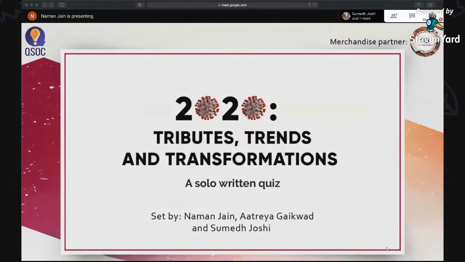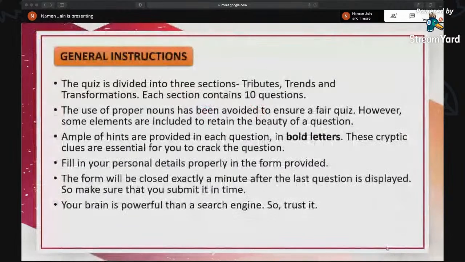Okay, guys. So first we'll begin with a few general instructions. Welcome to the quiz. It has been set by me, Naman, Aatreya and Sumedh. We all are from VIT Pune, Vishwakarma Institute of Technology, and we have a club, QSoc, also known as Quizzing Society. The general instructions for this quiz are: it is divided into three sections: tributes, trends, and transformations. And each section contains 10 questions.